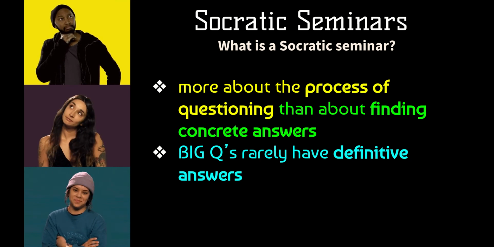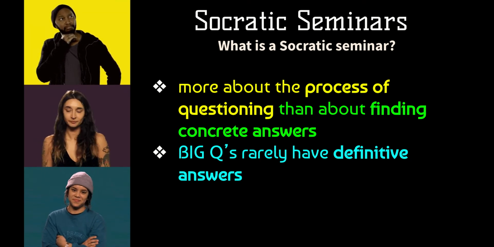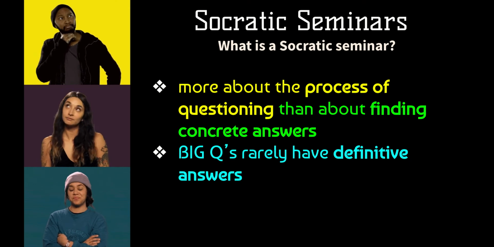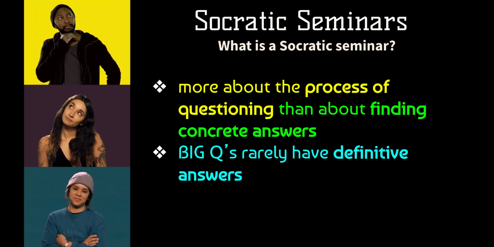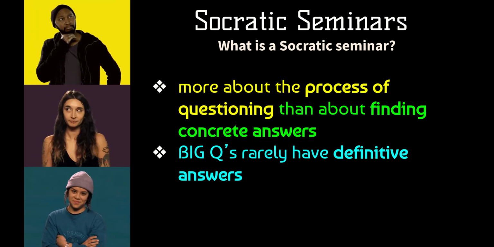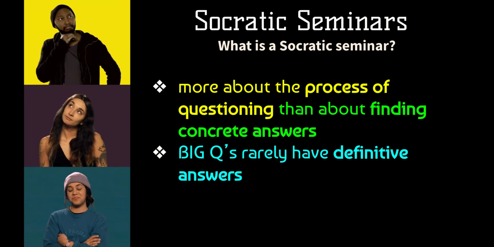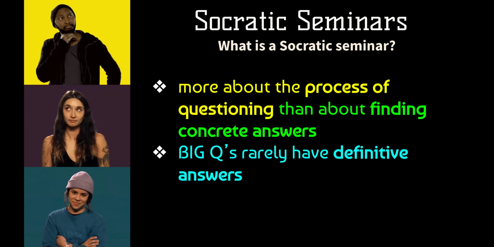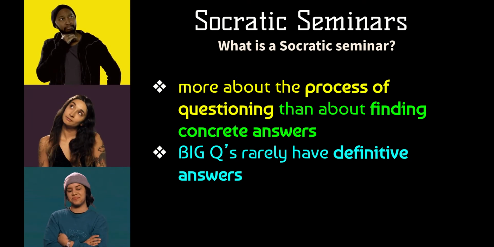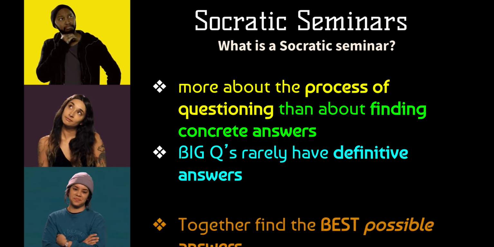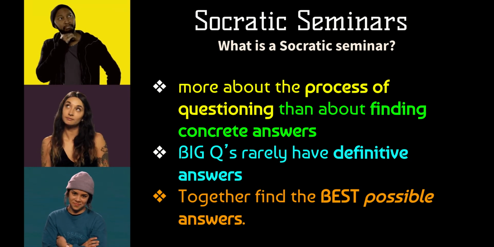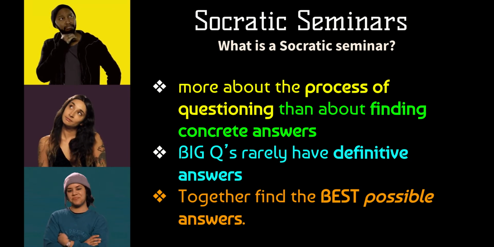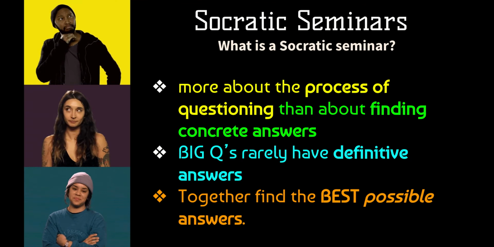And it's okay to not have answers because big questions rarely have definitive answers. There's so much complexity and richness and ambiguity in life, right? So a lot of these books that we're going to be reading are going to have multiple answers that could be. What matters is that you come together and try to figure out what are some of the strongest answers, not necessarily what's right. Together you're going to find the best possible answers. You're going to work together and put your heads together, okay?